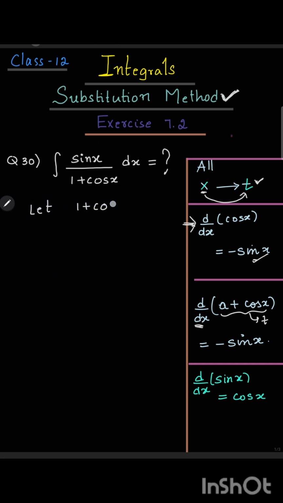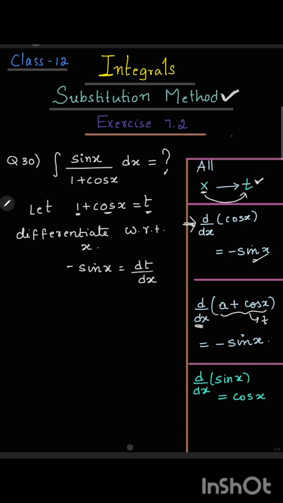Let 1 plus cos x equal to t. Now we will differentiate with respect to x. The derivative of 1 is 0 and the derivative of cos x is minus sin x. And if we differentiate t with respect to x, it is dt by dx. But we have to change sin x dx, right? So we will cross multiply. sin x dx will be equal to minus dt. Now we have to rewrite. So this will be minus dt divided by t.